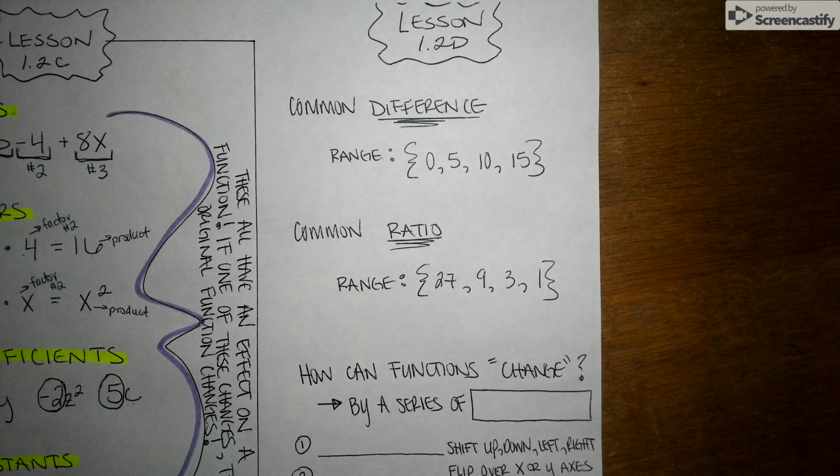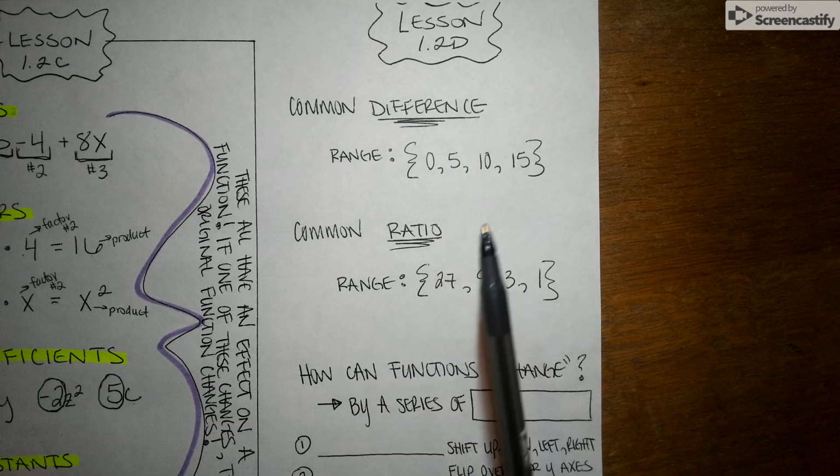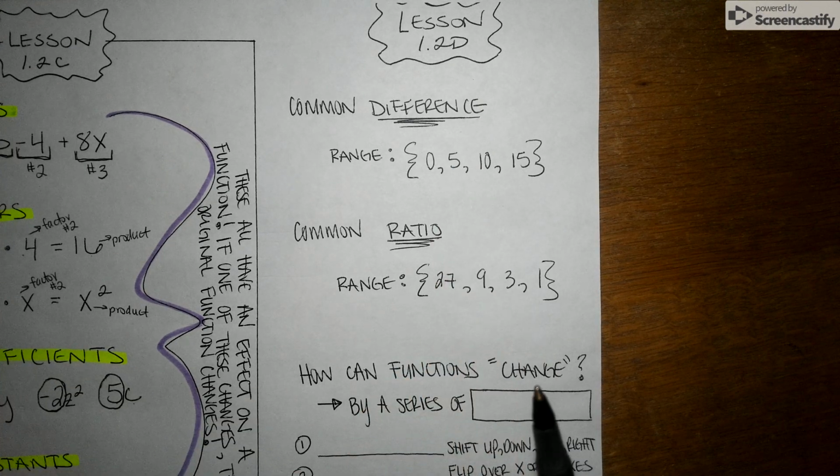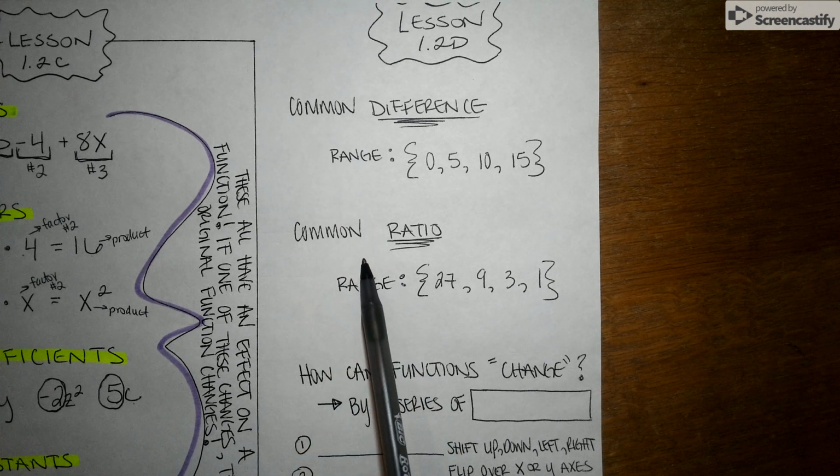To conclude our summary notes episode 3, we're going to go ahead and talk about lesson 1.2D, or the concepts that you covered in lesson 1.2D. So in the beginning of your notes, or part of your notes section, we talked about the difference between a common difference and a common ratio.